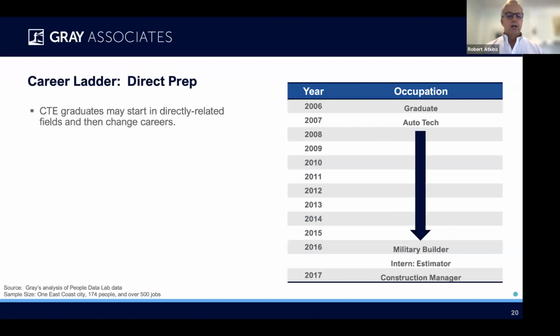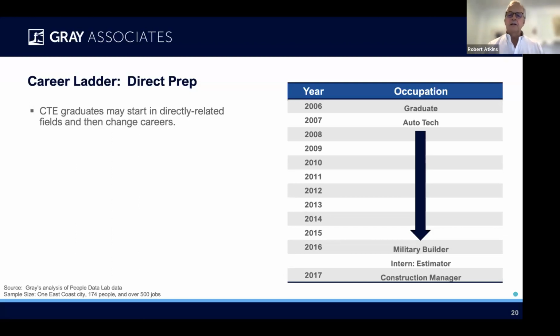This is an actual person, and all of this data comes from an analysis of information that we have on about 70 million people, what their undergraduate degree was, including certificates and associate degrees, and what jobs they held. And we can see this longitudinally over time. And indeed, this graduate went out and became an auto tech, and they were an auto tech for 8 years. Not bad. And then they shifted though, and they went through three jobs in pretty quick succession: military builder, intern estimator, and construction manager, which is the job that they continue to have.